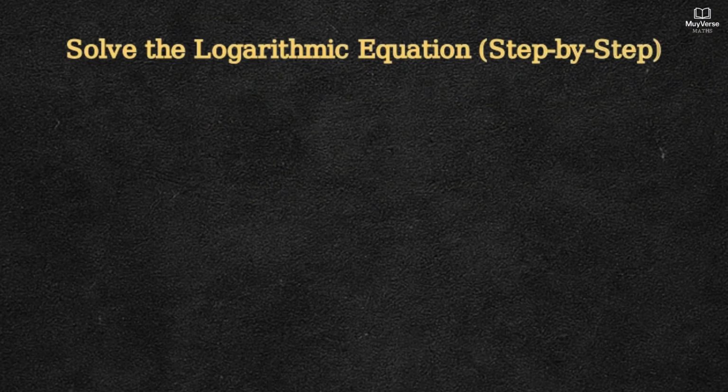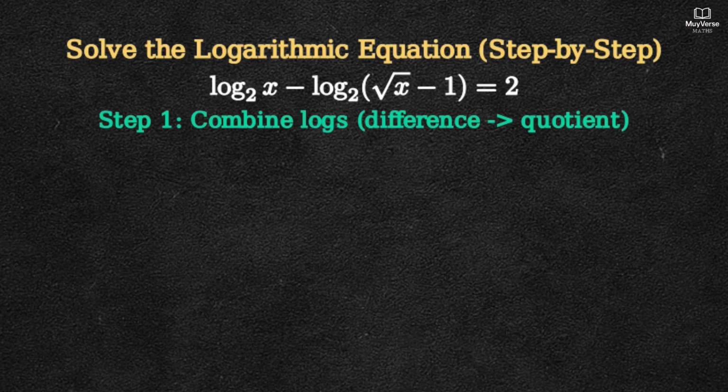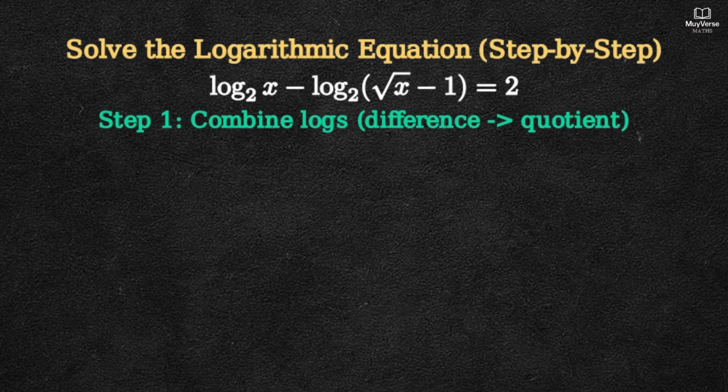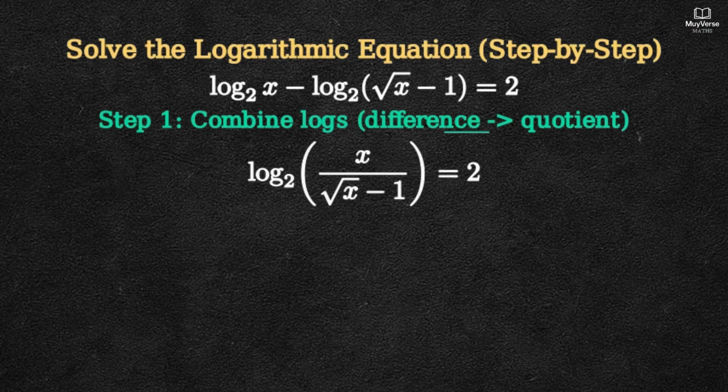We will solve the equation log base 2 of x minus log base 2 of square root of x minus 1 equals 2. We will proceed step by step, ensure the domain is valid, and finish with a simple, real solution. Step 1. Combine the difference of logarithms using the property. Log base 2 of a minus log base 2 of b equals log base 2 of a over b. So we get log base 2 of x over square root of x minus 1 equals 2.